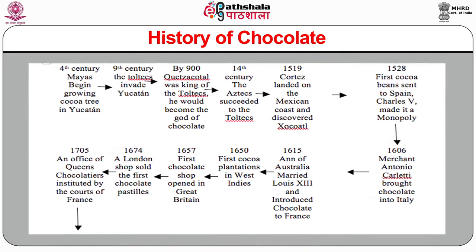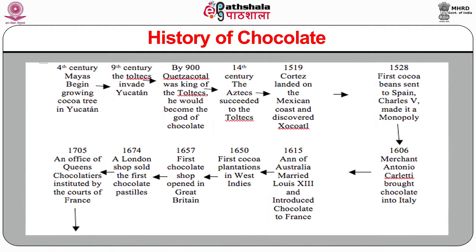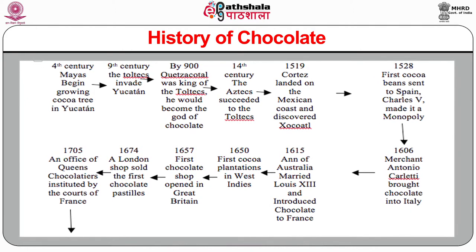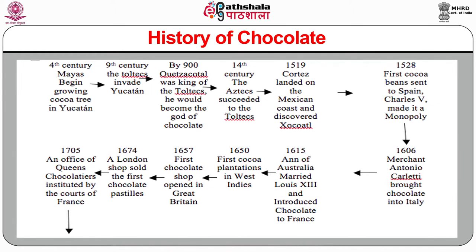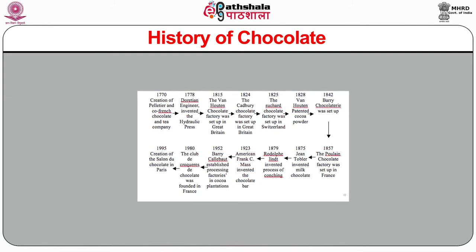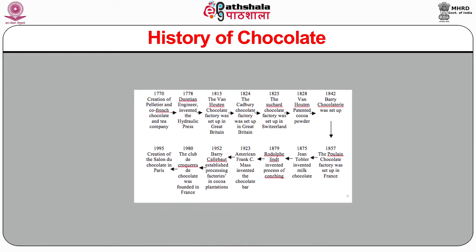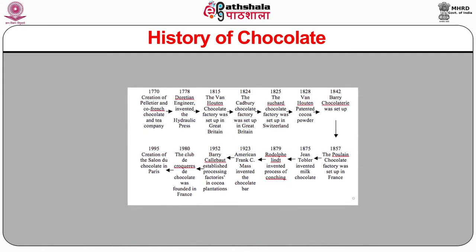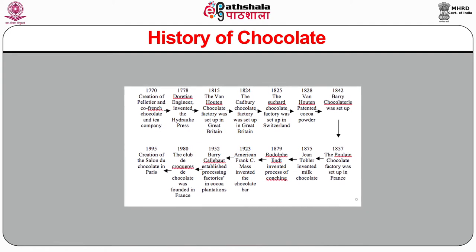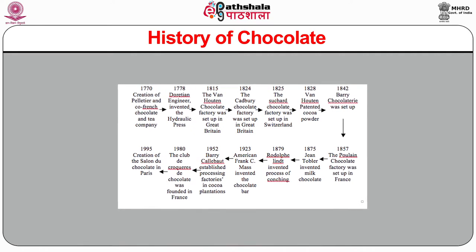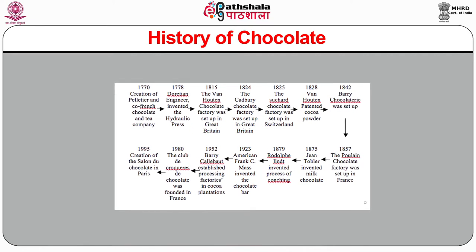1674, a London shop sold the first chocolate pasteles. 1705, an office of Queen's Chocolatiers instituted by the courts of France. 1770, creation of Pelletier and Co., French Chocolate and Tea Company. 1778, Dorothean engineer invented the hydraulic press. 1815, the Van Houten chocolate factory was set up in Great Britain.